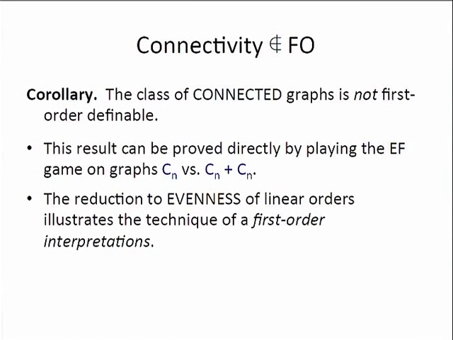Okay, so now, of course, one can also prove directly that connectivity of graphs is not first order definable using Ehrenfeucht-Fraïssé games, for example, on the pair of structures, one n cycle versus the disjoint union of two n cycles. But this reduction that we showed to non-definability of evenness of linear orders illustrates this technique of interpretation. So I just wanted to mention that. Was this clear so far? I mean, this is all very elementary.